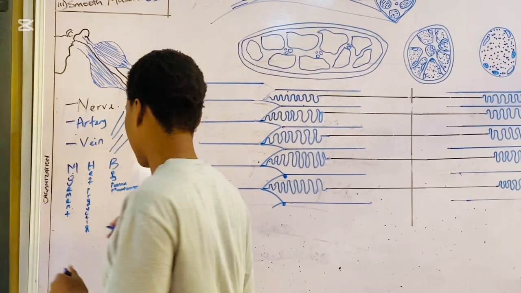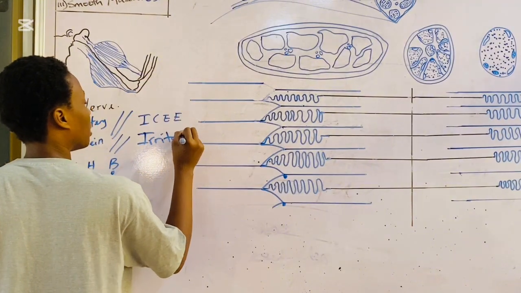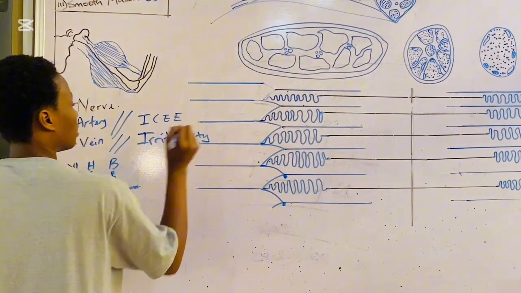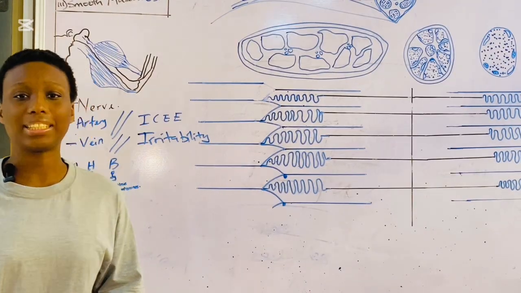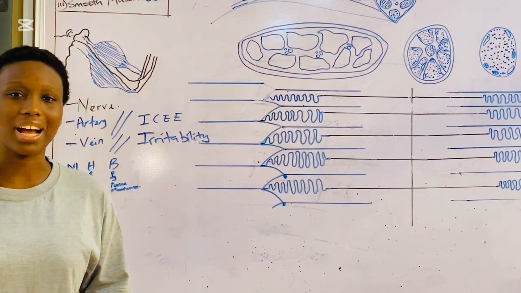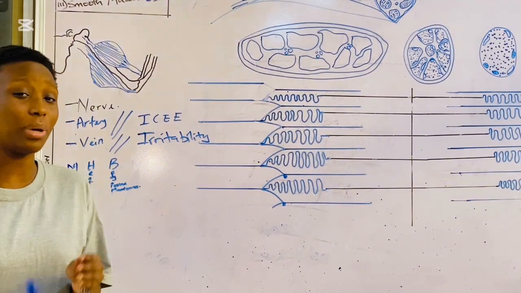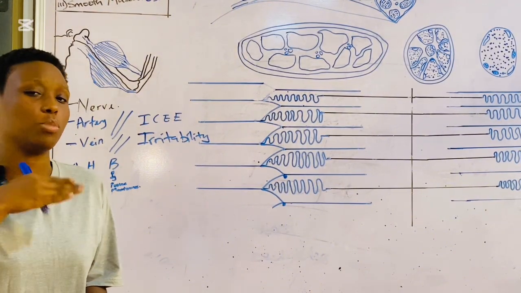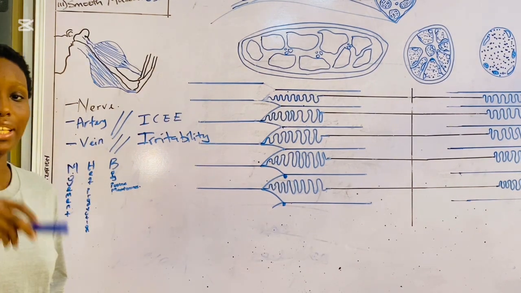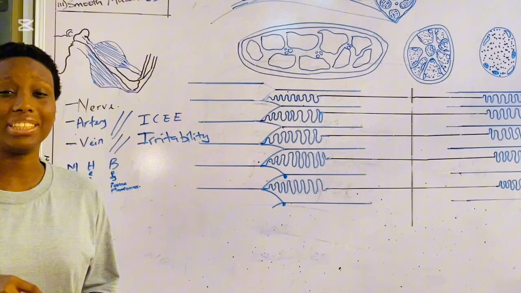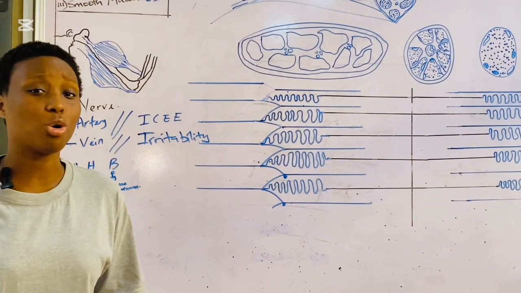Let me write it straight out. Irritability. What does irritability mean? Irritability means that muscle can actually react to a certain stimulus, whatever stimulus it is. But there is a particular stimulus related to the function of muscle. Irritability means that when a stimulus is applied to muscle, there's going to be a reaction, and that reaction is called excitation.